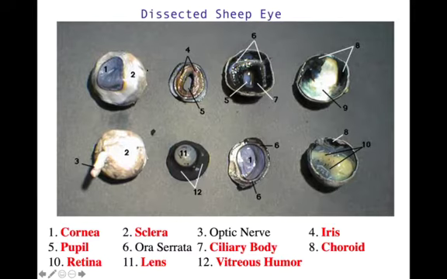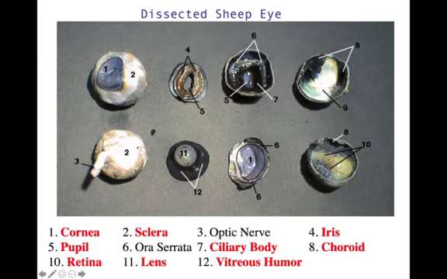So here's the actual one that's in your lab manual. This one's better than the one we actually saw. Here's a non-dissected eye. Here you see the cornea, number 1. Here you see number 2, the white of the eye, which would be the sclera. Number 3, coming off of the eyeball at the back, would be the optic nerve, right?